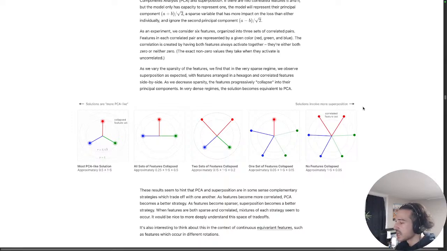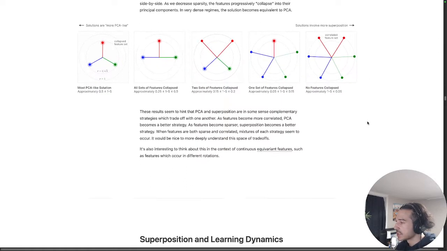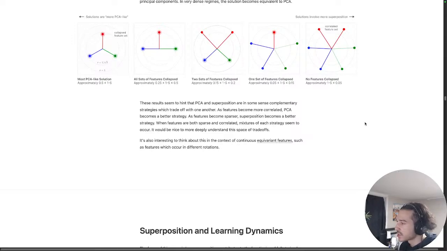These results seem to hint that principal component analysis and superposition are in some sense complementary strategies which trade off with one another. As features become more correlated, principal component analysis becomes a better strategy. As features become sparser, superposition becomes a better strategy. When features are both sparse and correlated, mixtures of strategies seem to occur. It would be nice to more deeply understand this space of trade-offs. It's also interesting to think about this in the context of continuous equivariant features, such as features which occur in different rotations.